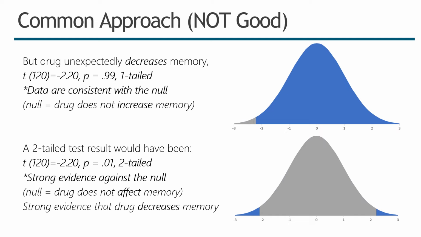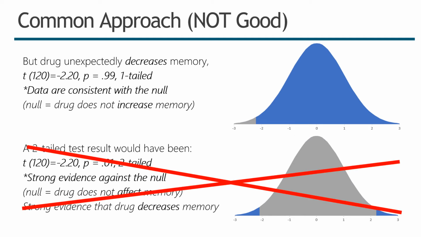However, if they had planned their study to be a two-tailed test, their conclusion would be very different. If they had been testing the two-tailed null hypothesis, that the drug does not affect memory scores, it doesn't change it, increasing it or decreasing it, the same outcome would have a p-value of 0.01, which would be strong evidence against the null. Of course, it's a different null hypothesis. Here they would have strong evidence to say that the drug actually decreases memory.